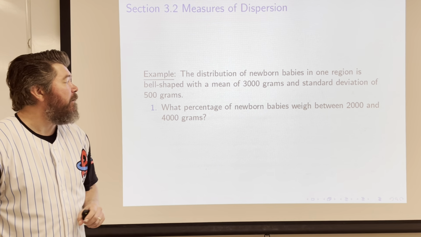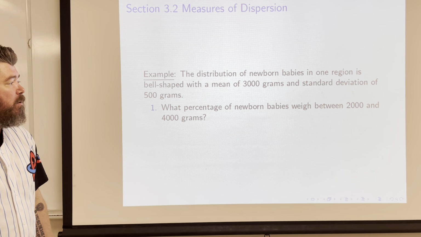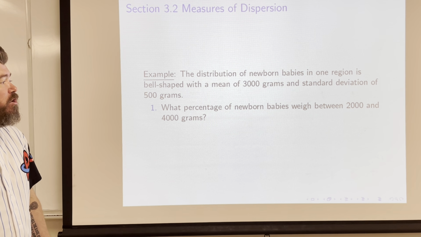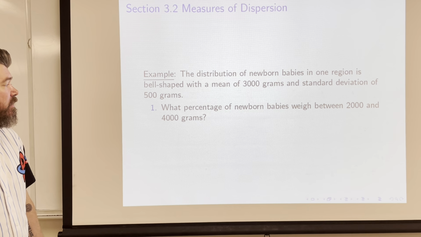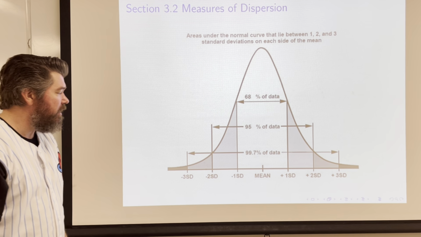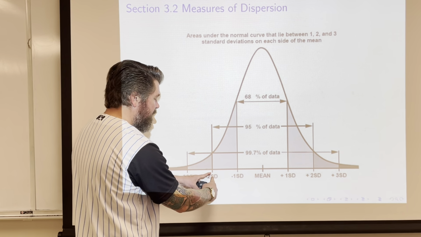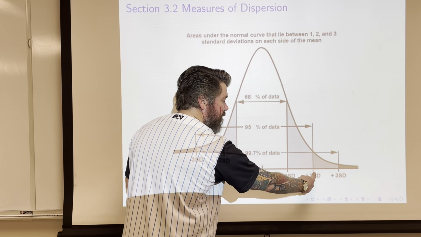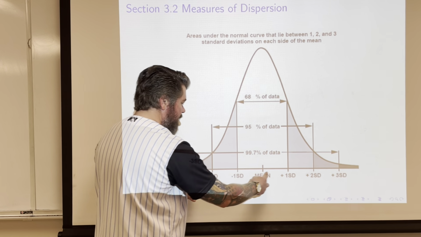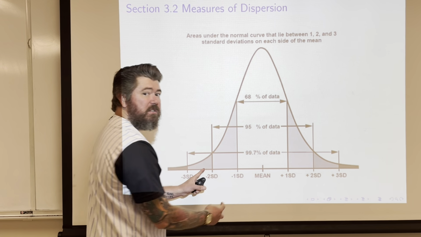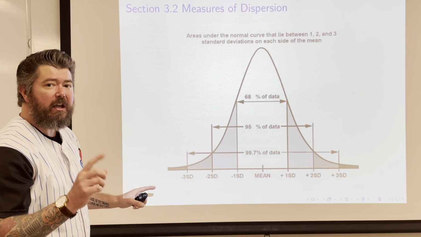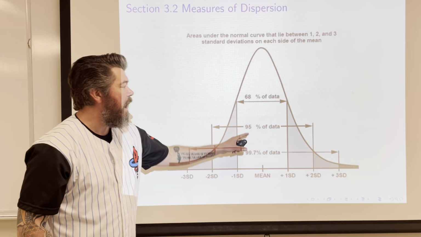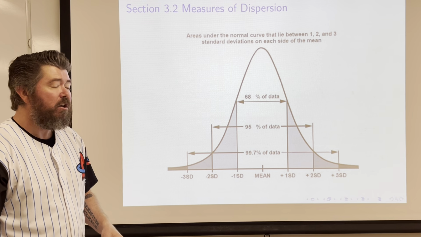Now we want to find the percentage of newborn babies that weigh between 2,000 and 4,000 grams. Visually, remember 2,000 was here, and 4,000 was here. So we're between two standard deviations. I always like to draw a picture. So 95% of the data should be there.